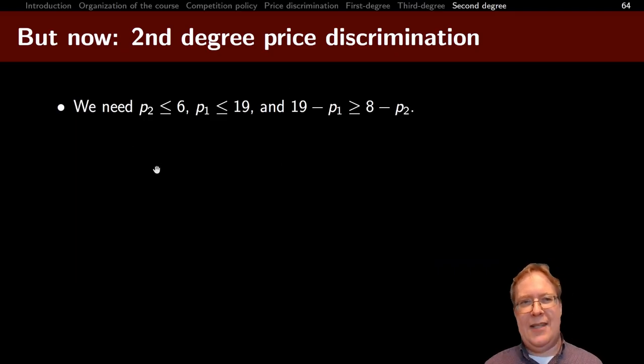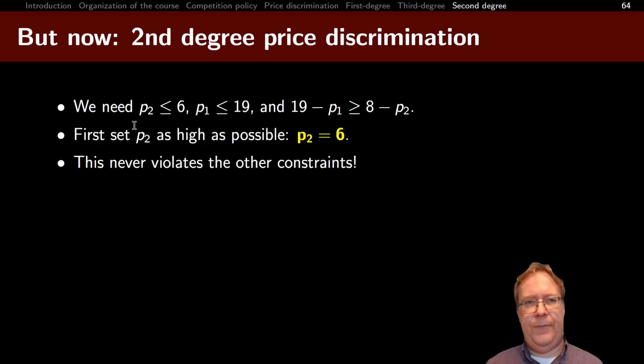So I want prices as high as possible, of course, but I have to make sure that these constraints are satisfied. Okay, so the first thing to do would be to set P2 as high as possible, right? If I set P2 high, then this only becomes easier to satisfy. And so that means that I can set P2 as high as 6. This never violates the other constraints. So let me do that.